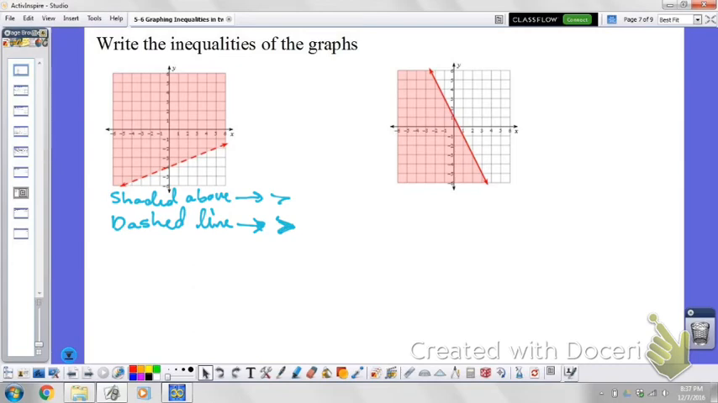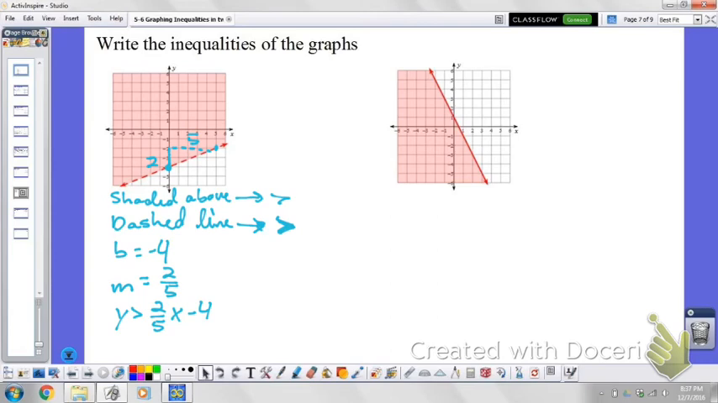The next part, I look for the stuff I need to write my equation, my b and my slope. So I can see that my y-intercept is -4. So b is equal to -4. And I can tell my slope by doing rise over run. So going to this point here, I can rise 2 and run 5. So my slope, m, is equal to 2 over 5. So that will make my inequality, y is greater than 2 over 5x minus 4.